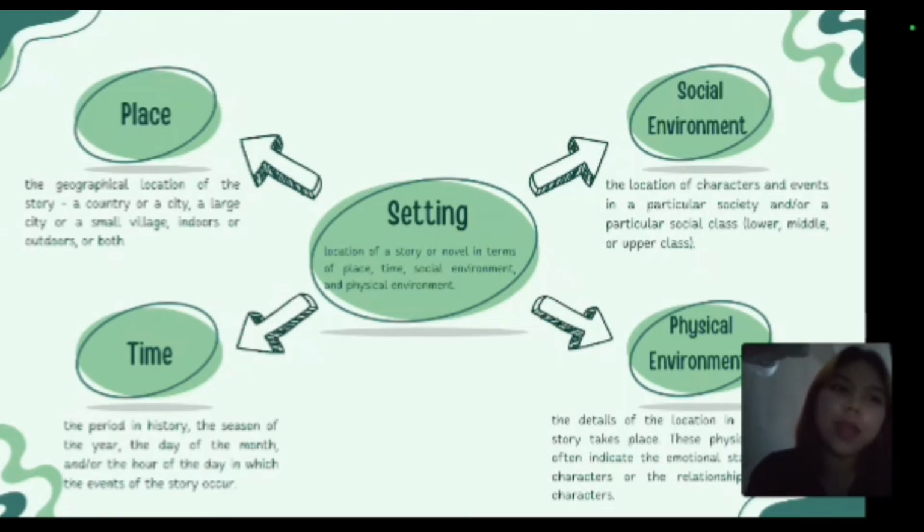For the time, when did it happen? It is the period in history, the season of the year, the day of the month, or the hour of the day in which the events of the story occur. We have to identify the time because, for example, if a Filipino fiction happens before the colonization by the Spaniards, specifically before the 1500s, if I'm not mistaken.